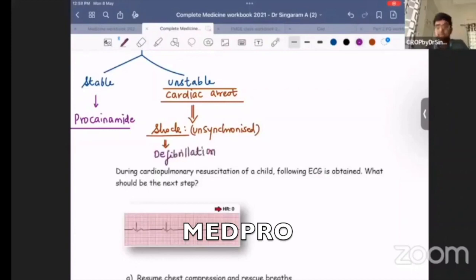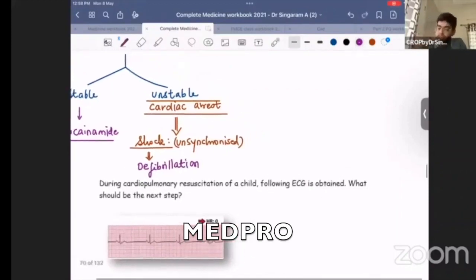Okay. Please do remember, ventricular tachycardia, if unstable, you have to provide defibrillation. Also remember, in a cardiac arrest situation, you can get ventricular fibrillation. VF also can be noted in case of cardiac arrest. There also, what is the treatment? It is going to be unsynchronized shock. Okay, please make a note of this.